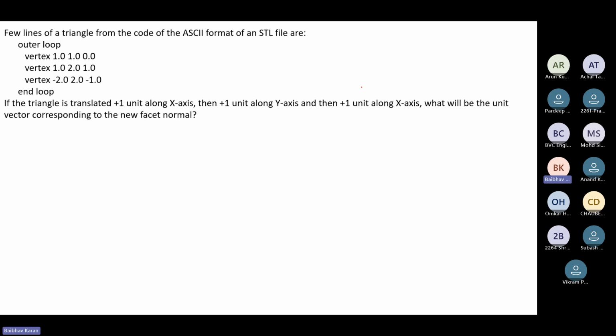This is a question on translation. You can see the triangles are translated. Somebody is asking some question. Just give me 1 second.